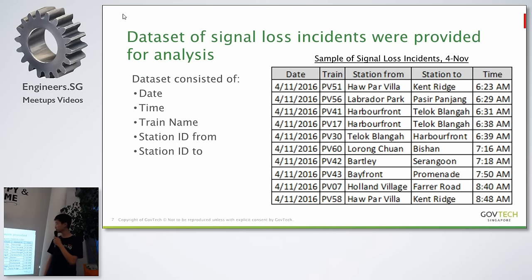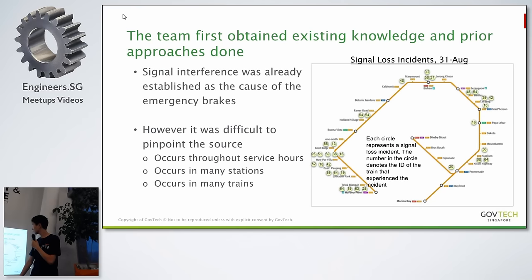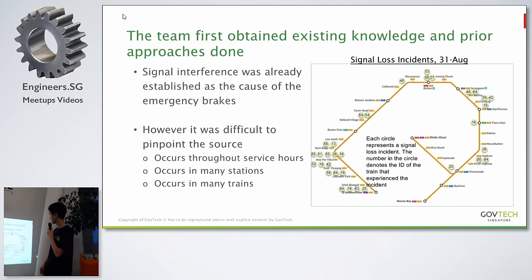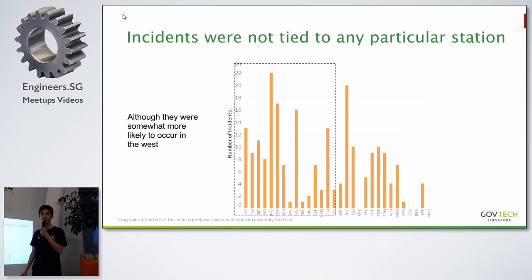So, simply put, this was the data we got. It tells us the date, the train that was affected by a signal interference, the station at which the interference occurred, or if it was between stations, the two stations it was between, and the time it occurred. If you plotted the location of the trains on a map of the Circle Line, you would get something like this. And such a visualization will not go very far. Not as a histogram.